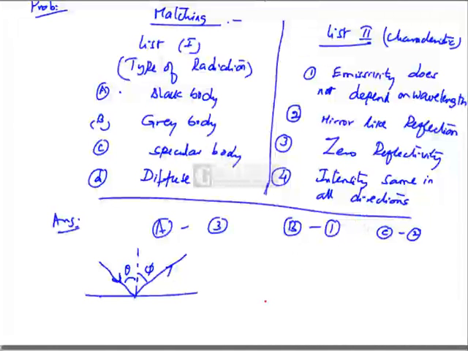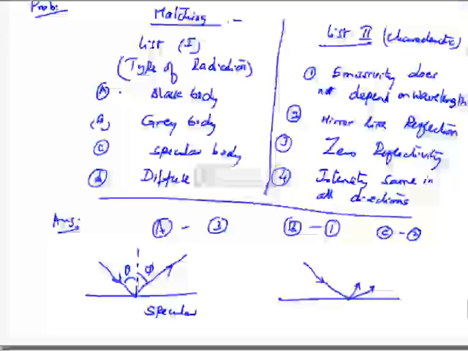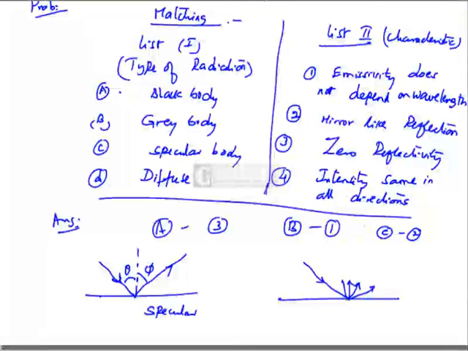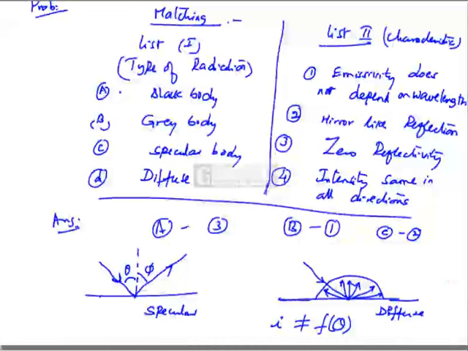And diffuse. Diffuse means this is specular. What is diffuse? The incident radiation is uniformly reflected in all the directions. This is called diffusive nature of the body. A diffuse body is the one whose intensity of radiation is same in all directions. I is not a function of theta. This is called diffuse body. In a diffuse body, intensity of radiation shall be the same in all the directions. That is the definition of diffuse body.